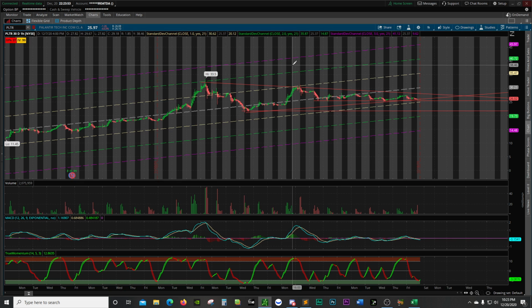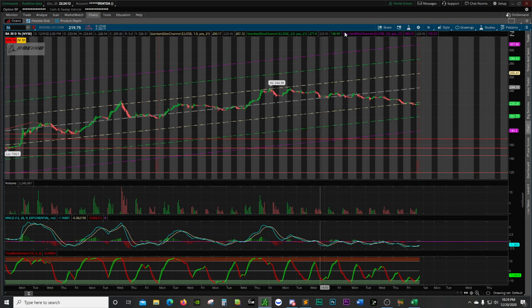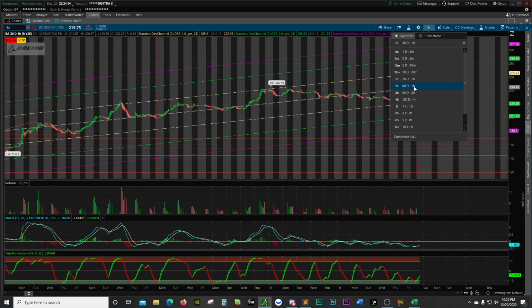So in this scenario, I would say that I think it's going to come through that support level and bounce off of the $24 area and then continue up, or maybe kind of hover and kangaroo around that support level. So let me show you BA, right? BA is a perfect example of what I think is going to happen with PLTR.